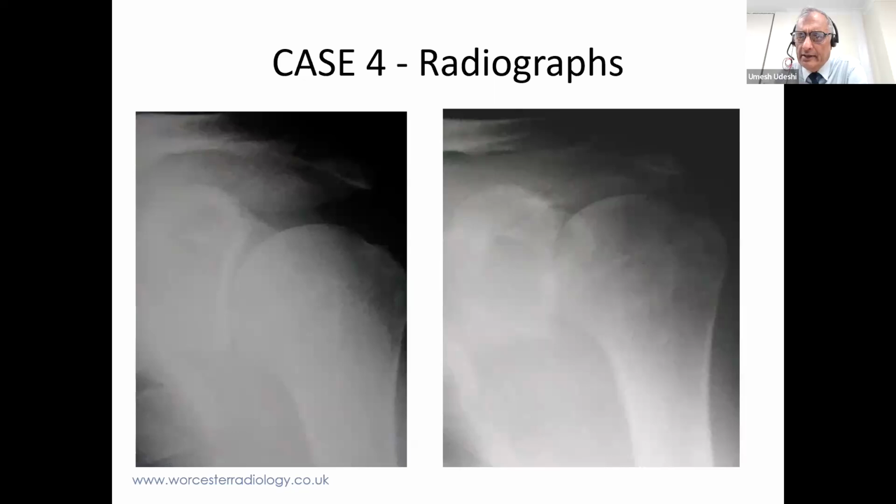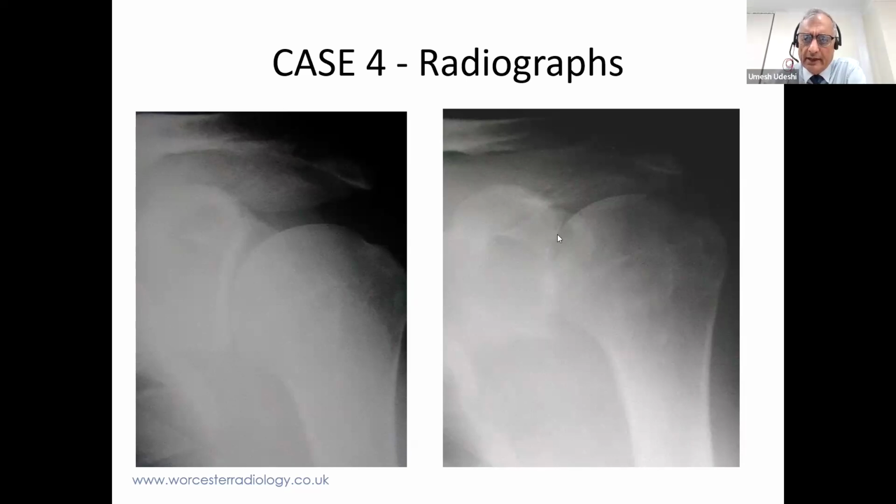Subluxed humeral head, cuff tear. Well, yeah, I think it is mildly subluxed. It's gone upwards, isn't it? Anything else? Aha. Somebody suggests joint infection. Well, look at the joint space. You can see a discrete joint space here.